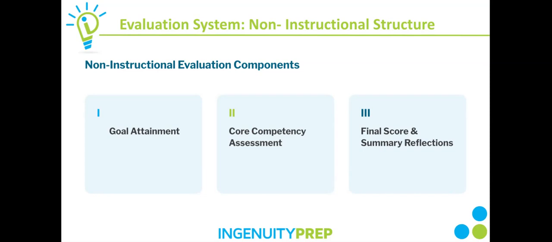Think of it this way. Goals represent the what, the outcomes you're working toward, and competencies represent the how, the way you approach and accomplish work. Both matter, and together they make up your complete evaluation. For non-instructional staff, shown here, the evaluation is made up of three components: goal attainment, core competency assessment, both leading to the final score and summary reflections that bring those things together.